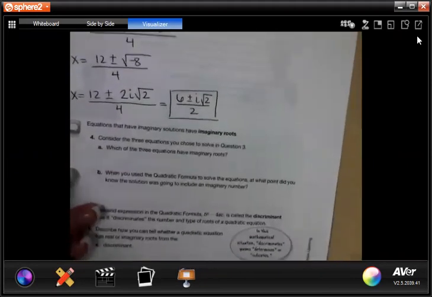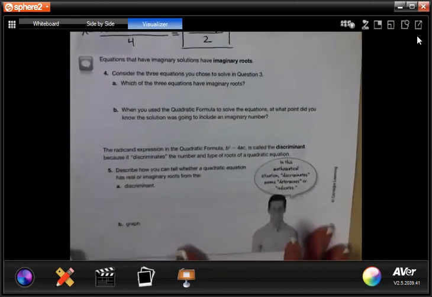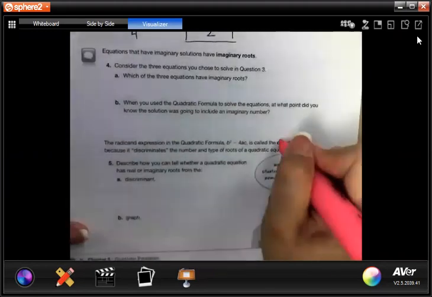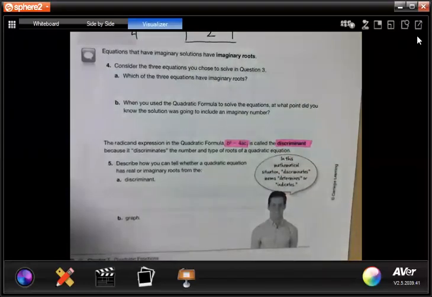So that part under the square root is a pretty important part because it gives us a lot of information just by looking at that part. So they've given it a name. It is called the discriminant. So that b squared minus 4ac is called the discriminant. It determines what kind of answers you're going to have and how many.